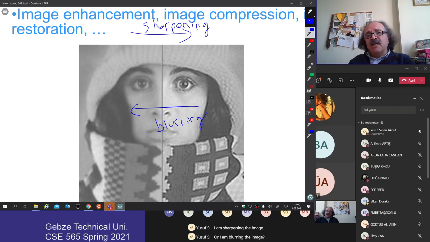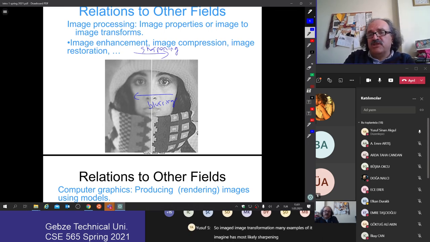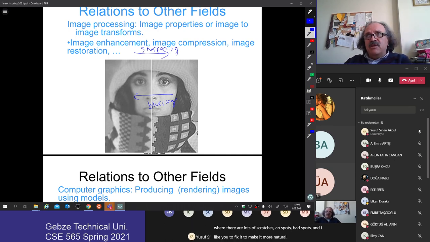So with these kinds of operations, your input is an image, your output is another image. So image-to-image transformation. Many examples of it, image enhancements like sharpening, or image compression. I will give you a 1 megabyte image and you are going to give me a 100 kilobyte image with the same image qualities. So this is a one-tenth compression ratio and very successful. But again, your input is an image, your output is an image. Or image restoration. I have an image where there are lots of scratches and spots, bad spots, and I would like you to fix it, to make it more natural. So these are all image in and image out operations, and usually image processing does this.